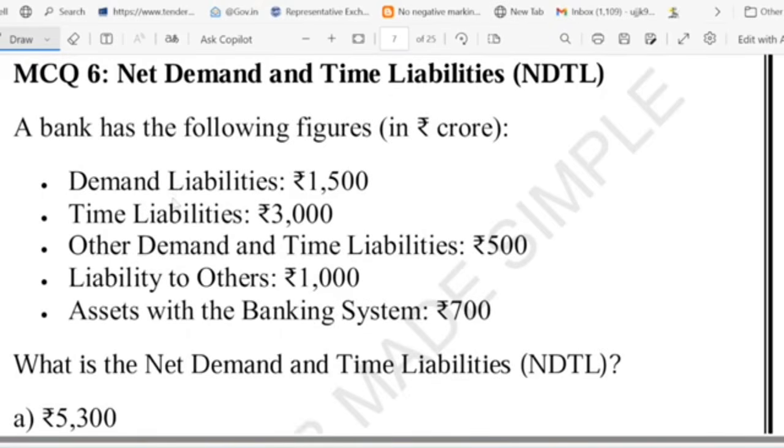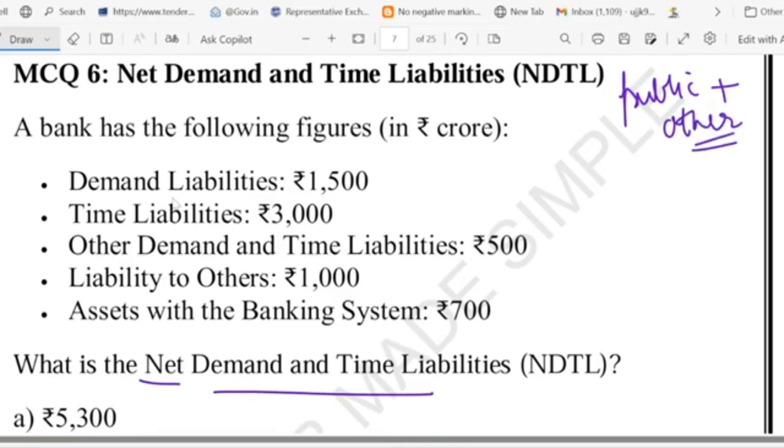A bank has the following figures in crore: demand liability, time liability, other demand and time liability, liability to others, and asset with the banking system. What is this NDTL? Let's understand this step by step. First of all, what is NDTL? Net demand and time liability. Basically, it tells us how much money the bank has taken in from the public and others, after removing what it holds with other banks.